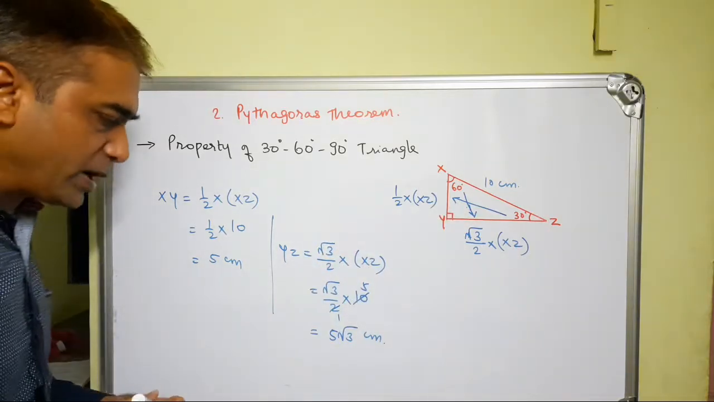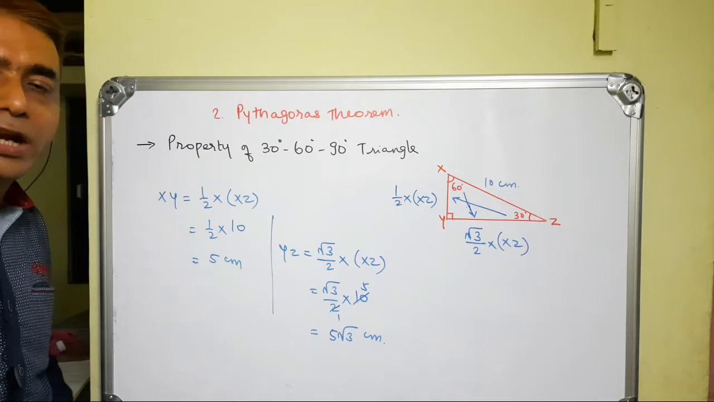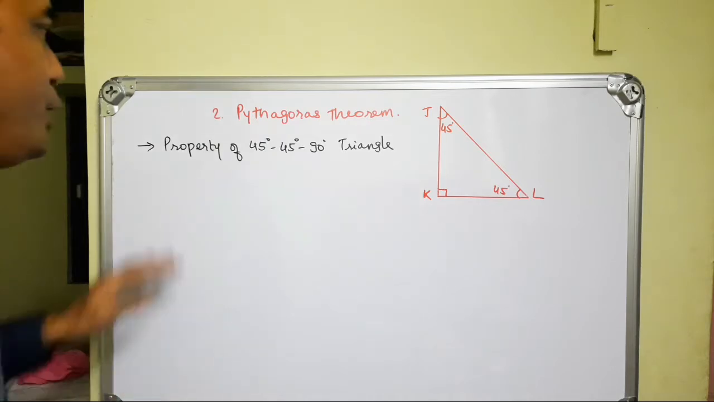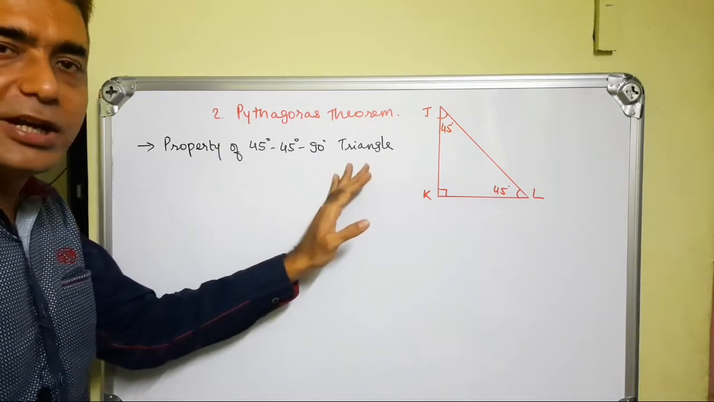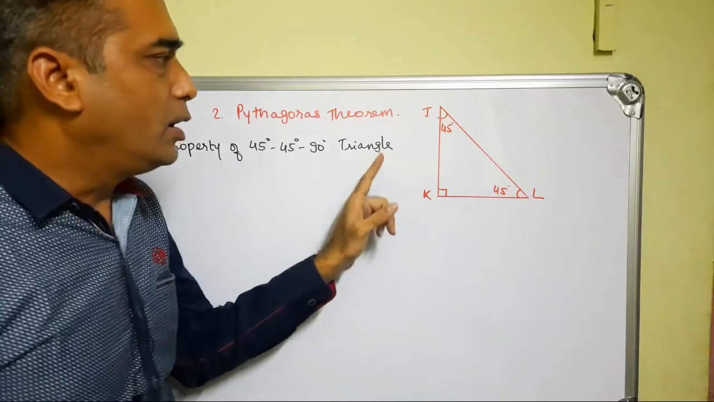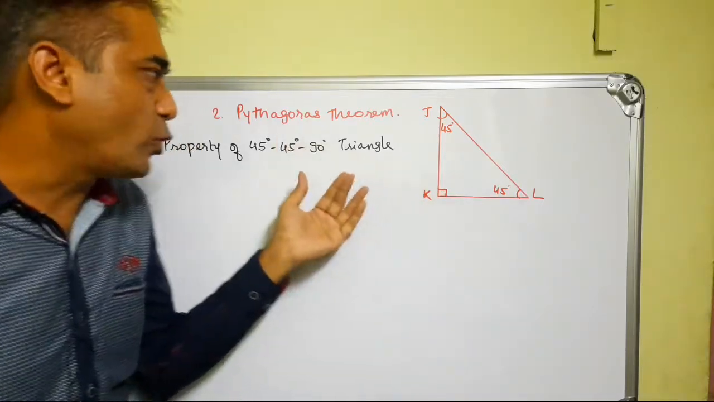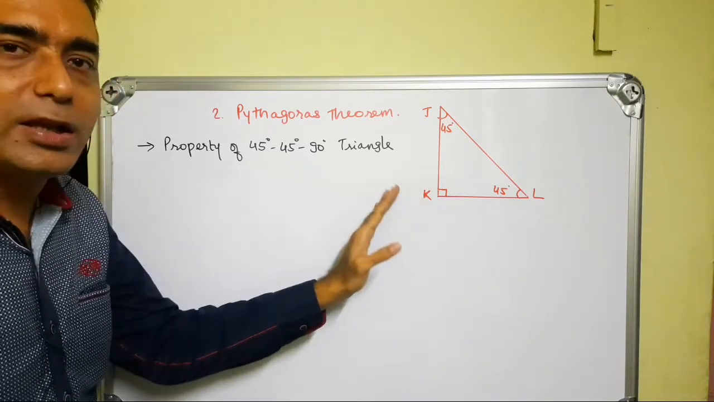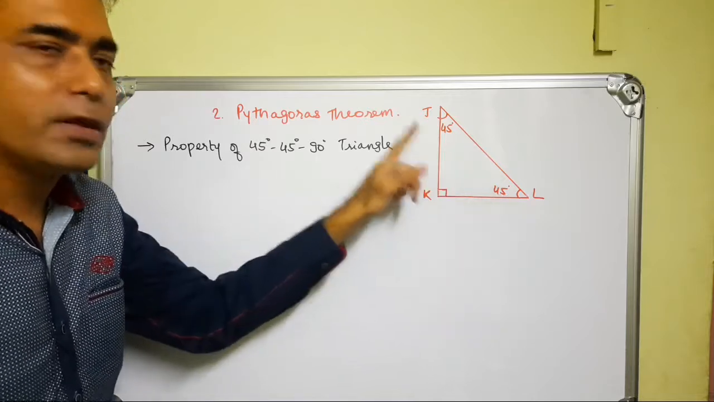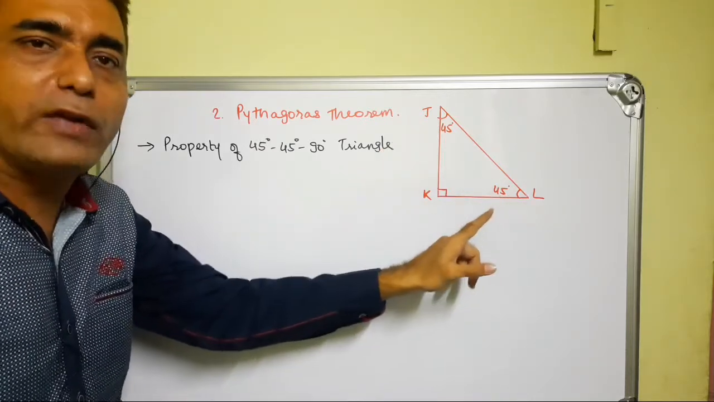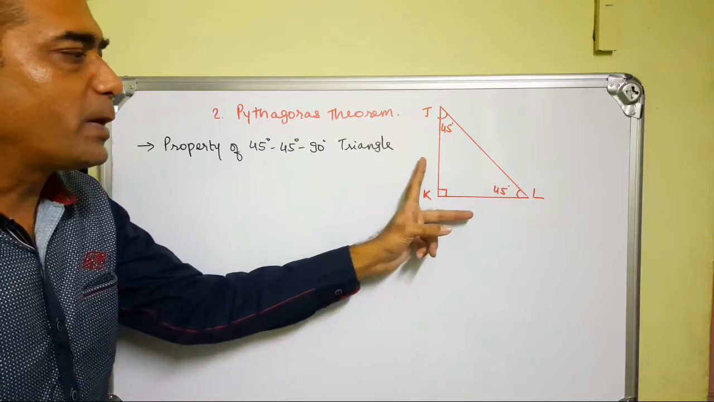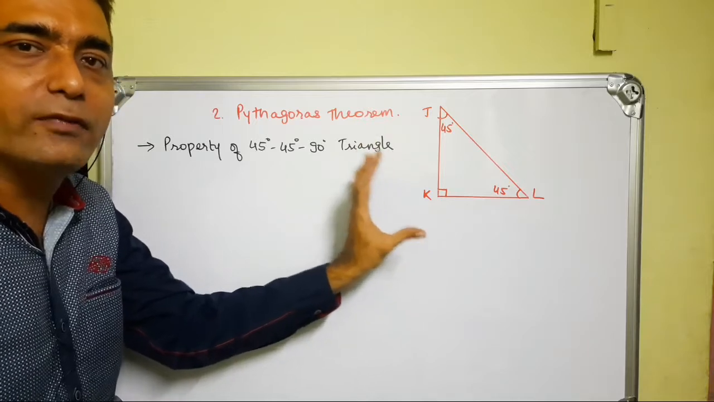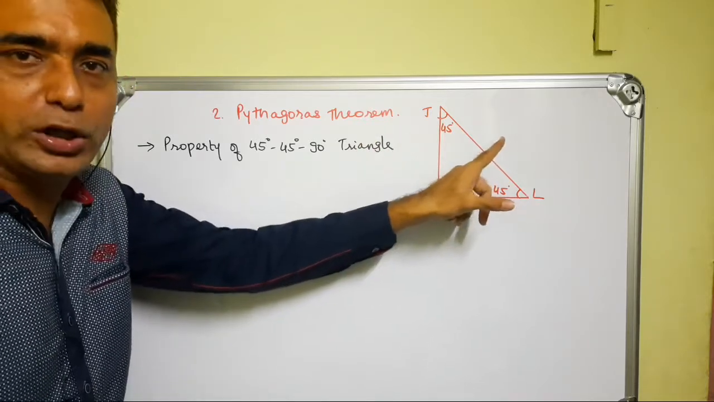Now let's see another property, which is the 45, 45, 90 degree triangle. Now this is a right angle triangle. What is this property? That if in a right angle triangle each of the acute angles is of measure 45 degree, then each of the perpendicular sides, that is the sides forming the right angle, is 1 upon root 2 times the hypotenuse.